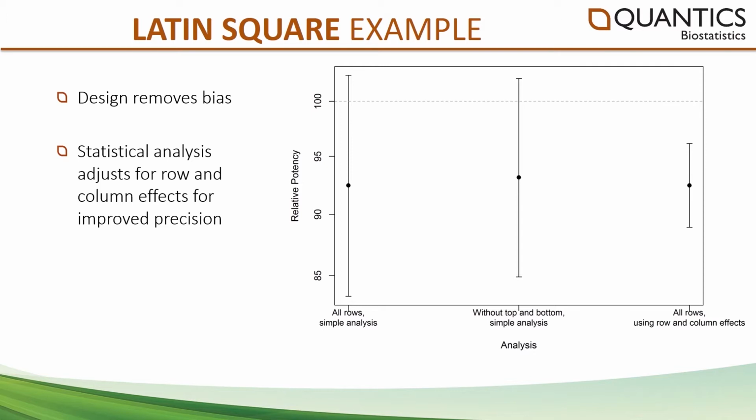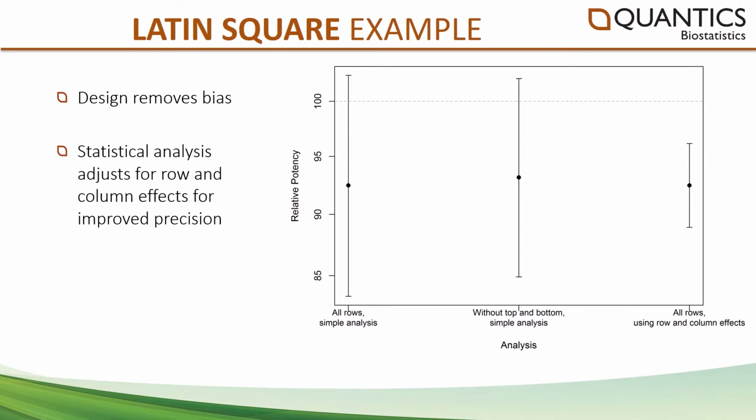The first estimate on the left is the estimate of relative potency, which you can see is about 92.5%. But this estimate just ignores the rows and columns. It's like an estimate from the first slide we looked at, which is just a rather noisy assay, where the 95% confidence interval ranges from below 85% to above 100%.